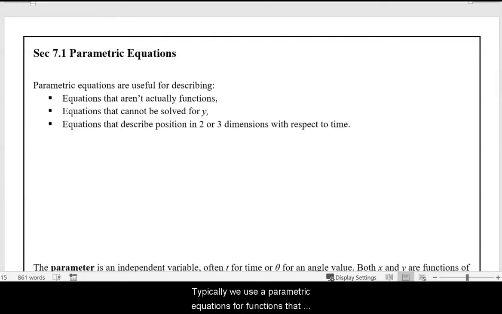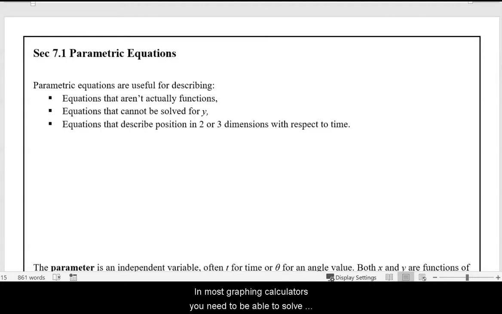Typically, we use a parametric equation for functions that aren't actually functions. In other words, these are graphs or curves that don't pass the vertical line test. Examples of those would include circles, ellipses, hyperbolas, and all other kinds of graphs that, while curves, are not in fact functions.